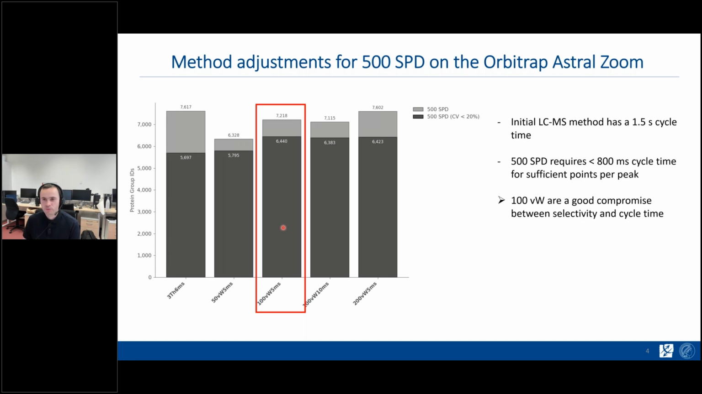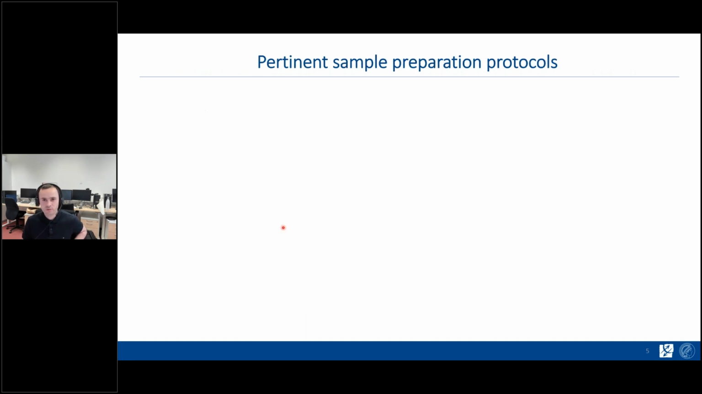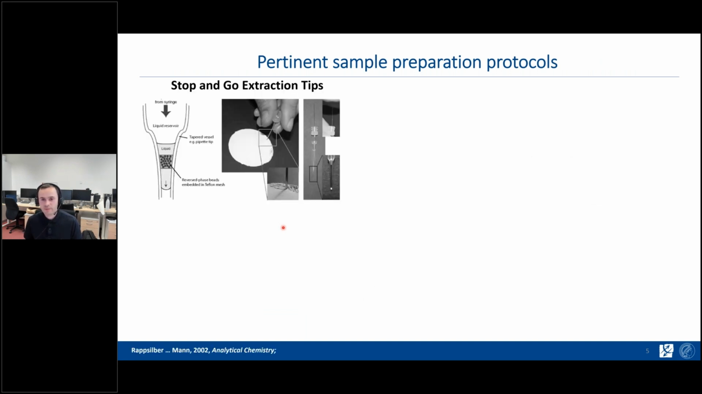And with that, I moved to our new SPEC sample preparation method. Before I come to that, I'd like to briefly go over sample prep methods in general and what their limitations were. In our lab, we have quite a long history with sample prep methods, starting with stop-and-go extraction tips, or short StageTips. These were basically just used for cleanup in the beginning.